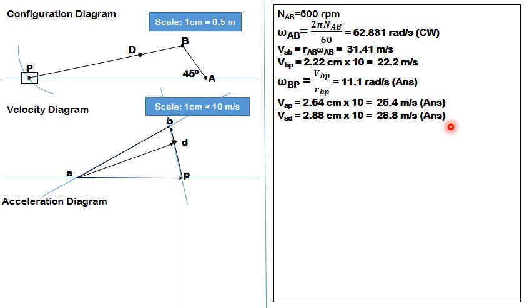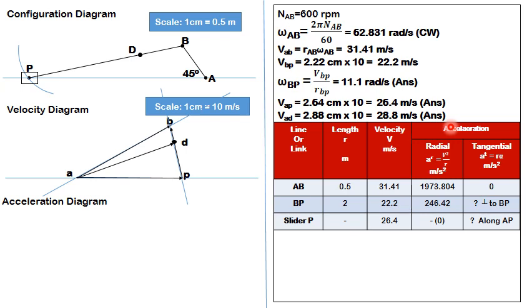So to draw an acceleration diagram, I am going to use the table where I can easily represent both the components of acceleration, I mean radial and tangential components of acceleration, and then it will be helpful for me to draw the acceleration polygon. So look at this table.